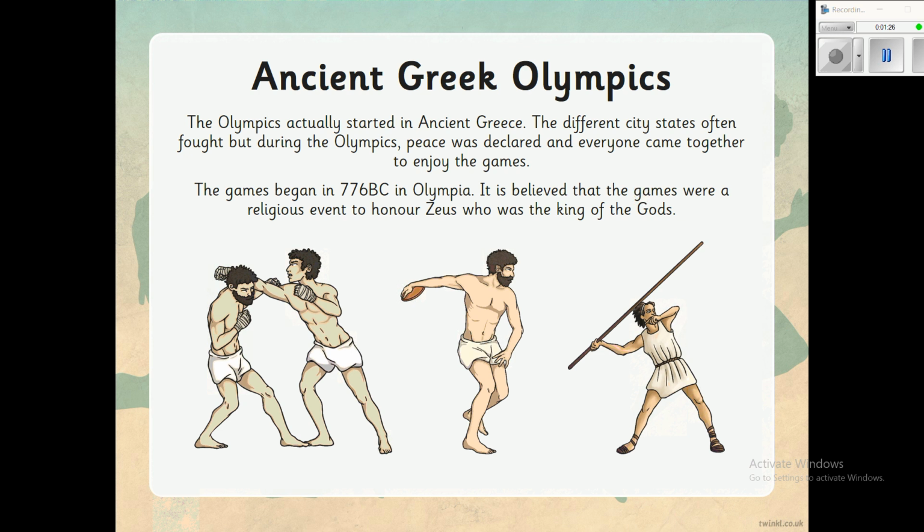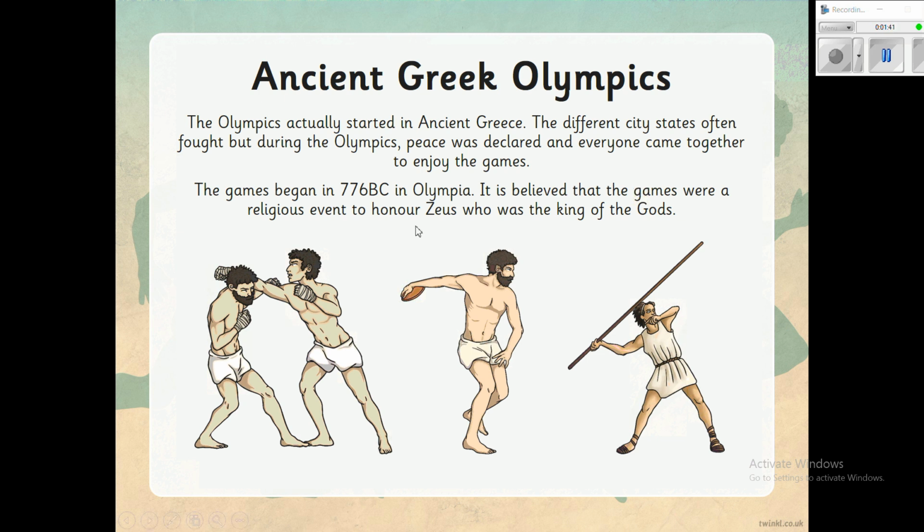But during the Olympics, peace was always declared. So no fighting would go on. There'd be no wars, and everyone would come together and enjoy the games. So it would just be a little pause in all the war and all the fighting, and everybody would come together and celebrate and enjoy the Olympic Games.